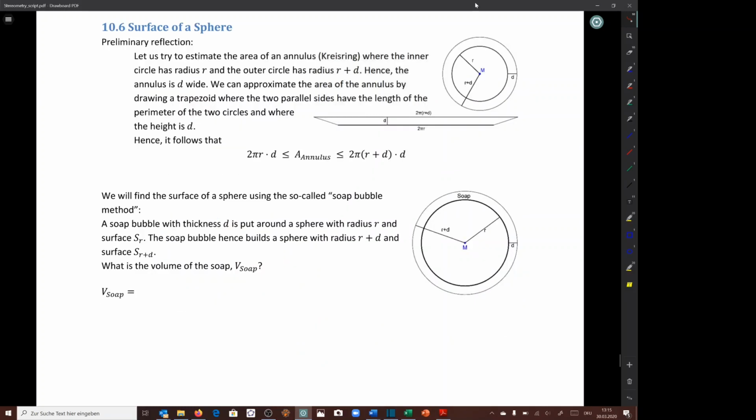We come to the last missing proof, the one for the surface of a sphere. Let us look, as a preliminary reflection, at an annulus.